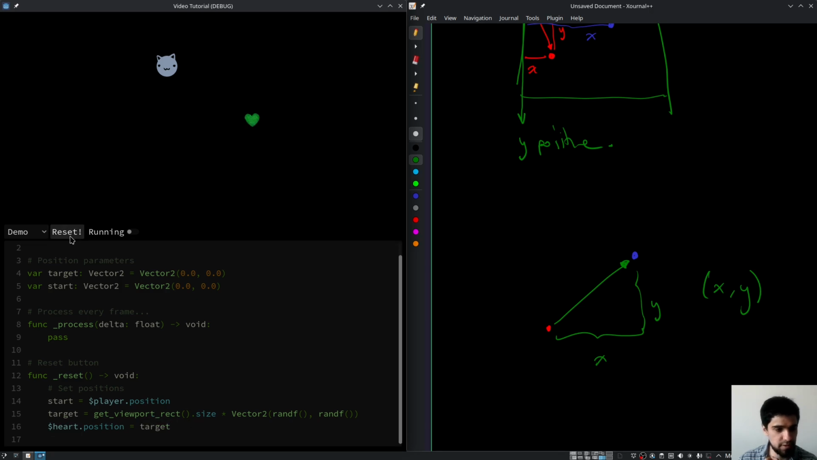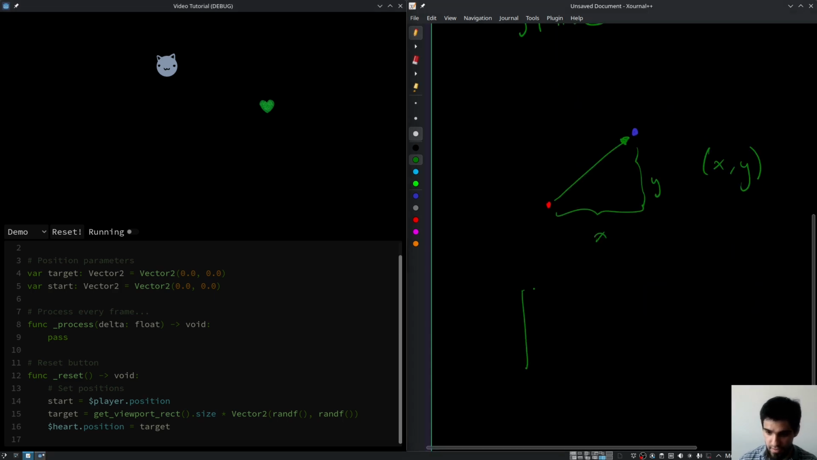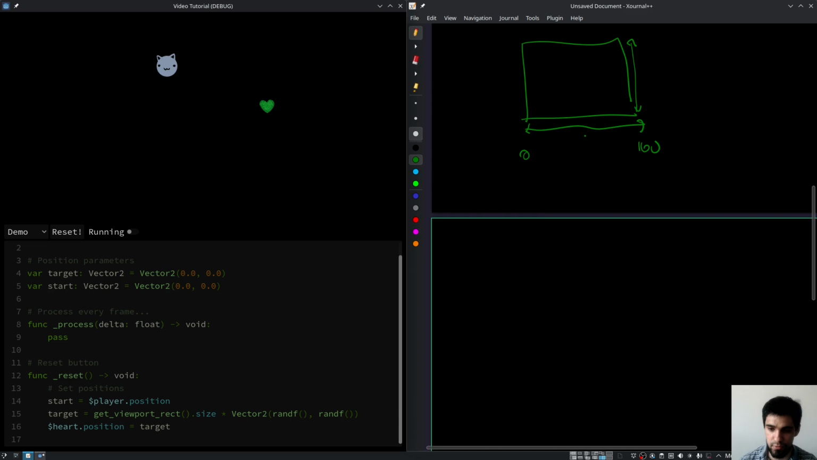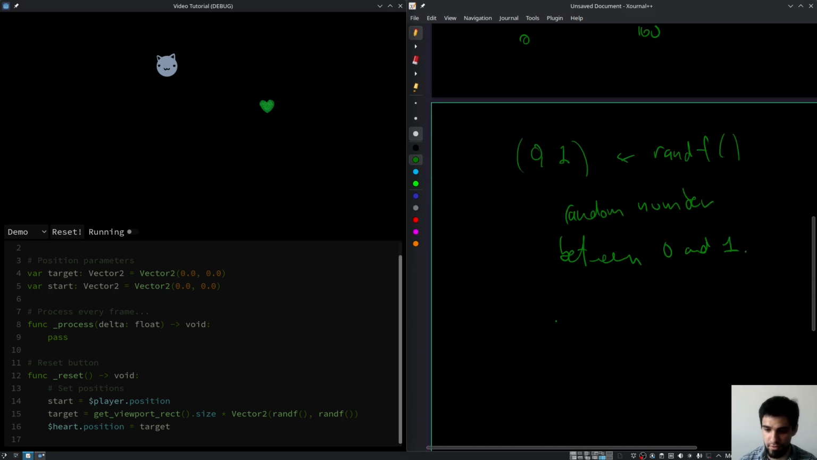And so as you can see, every time I press reset, the heart changes its position to a random position. This really is that I'm choosing my getViewportRect.size. That is telling me how big my viewport is, how big the screen is. So for example, maybe this is between 0 and 100. And then what I'm doing is multiplying by a random number between 0 and 1. And this is what my randf is doing. It's going to give me a random number between 0 and 1. And so when I multiply them together, I get a random number between 0 and 100, which is how we get our random vectors.